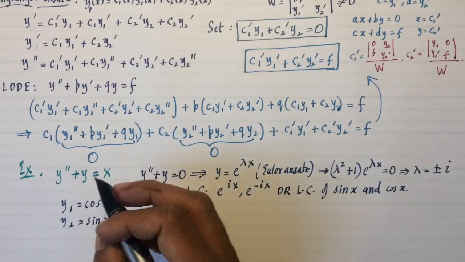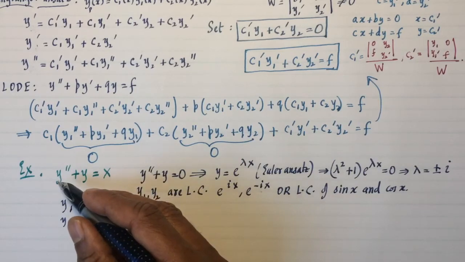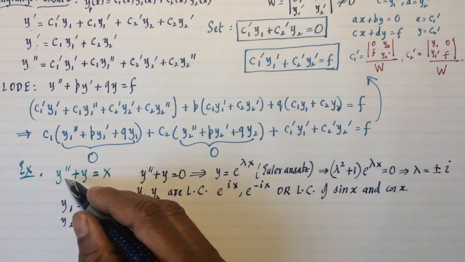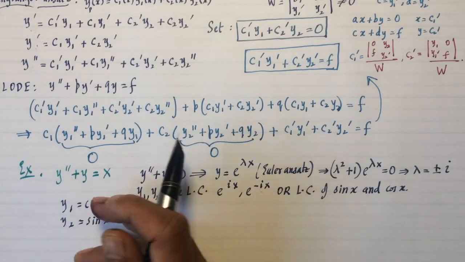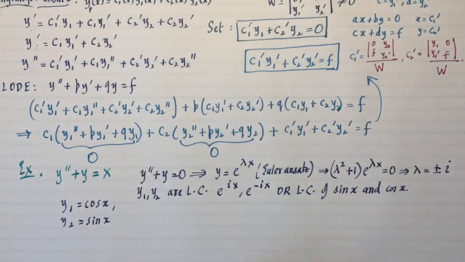For sine x, when I take the first derivative, I'm going to get cosine. When I take the second derivative, I'm going to get negative sine. And negative sine plus sine is also 0. So that also satisfies the homogeneous equation. So that's just a good verification. Let's form the Wronskian next.